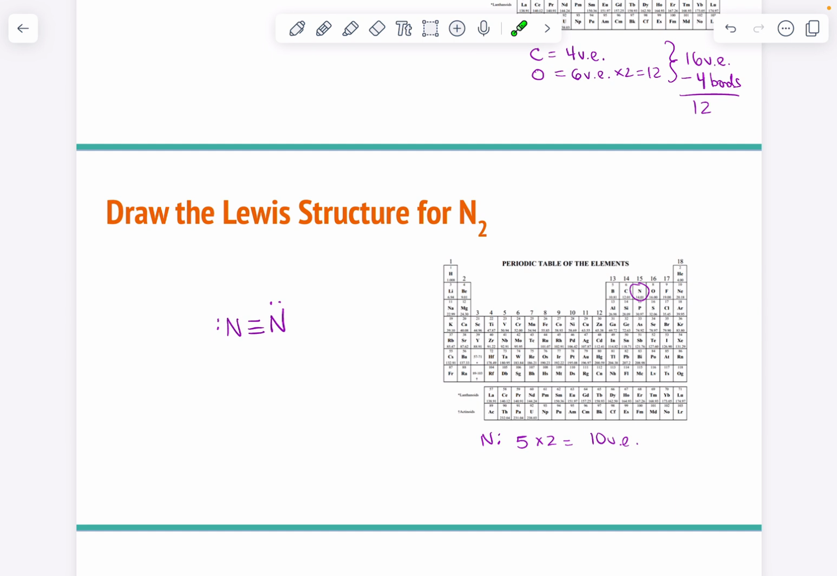We'll continue to practice Lewis structures in the next couple class periods. But for now, that should give you a little bit of an introduction and reminder on valence electrons and how we are going to draw Lewis structures.